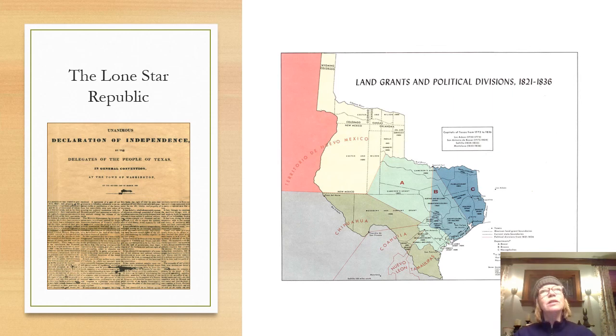And remember how they did it. They just kind of go in there and settle there. Their numbers get high, and then they declare themselves independent. California is going to try to do the same thing. All right, if you look over here, Texas also had their own Declaration of Independence. So they're kind of repeating what the United States did with England.